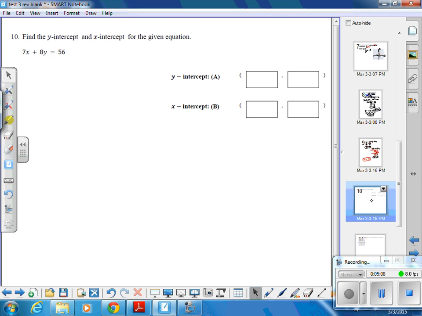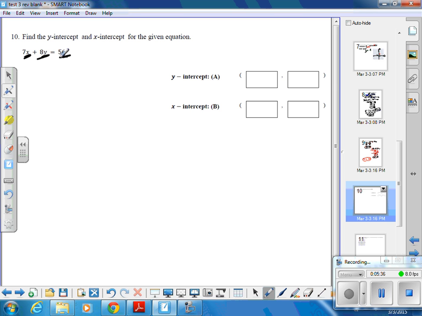Let's go ahead and look at this next problem. Let's find the x and y intercept for the given equation. Well, as you might have been taught, the x and y intercepts are where they cross the x and y axes. In this case, I'm going to show you a little trick. If you notice, 7 times 8 is 56. Your teacher's probably going to give you an easy one like that, something like 3x minus 5y is equal to 15.